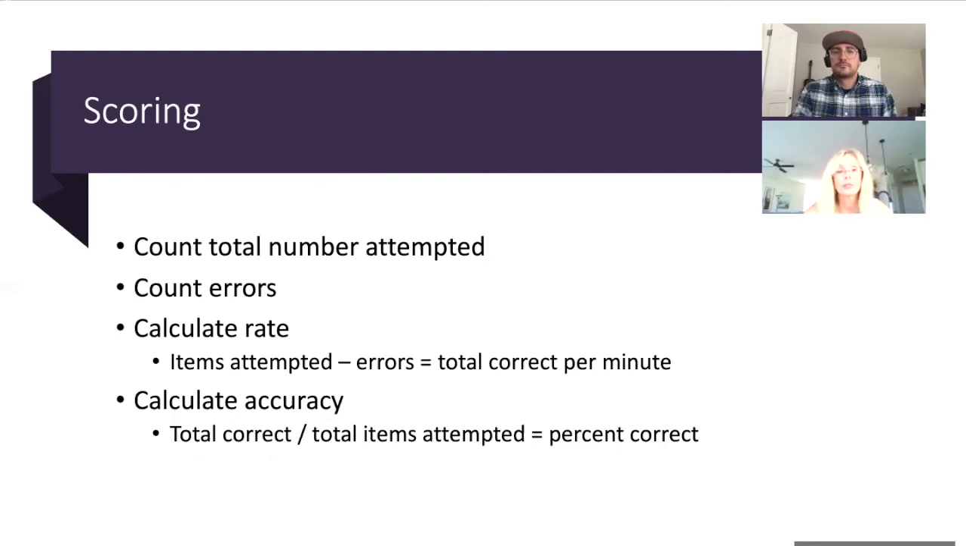To score this, very similar to the last, count the total attempted, count the number of errors. To calculate the rate, you take the items attempted minus your errors. That would equal the total correct per minute. And then to calculate the accuracy, you take the total numbers correct divided by the total items attempted, and that gives you your percent correct.